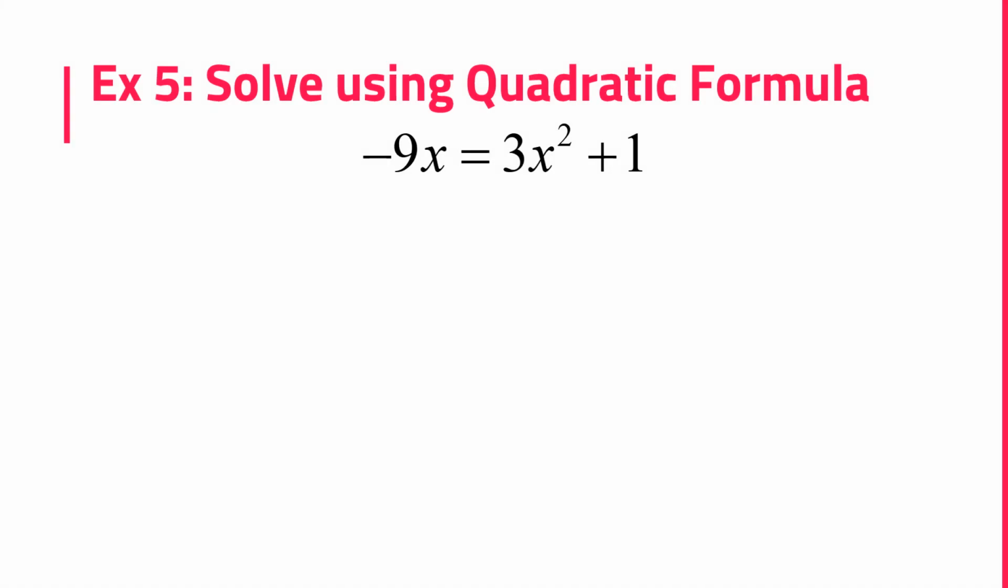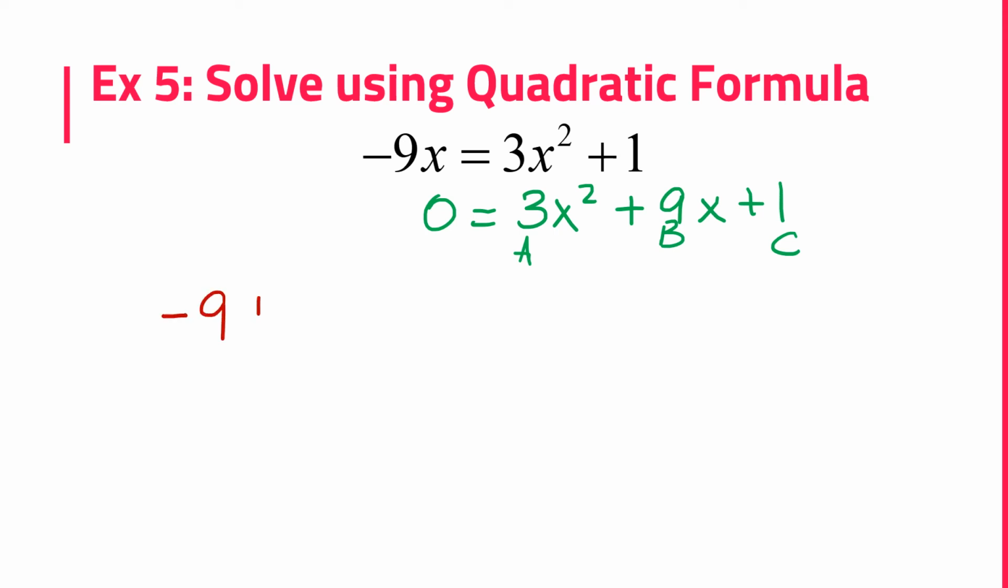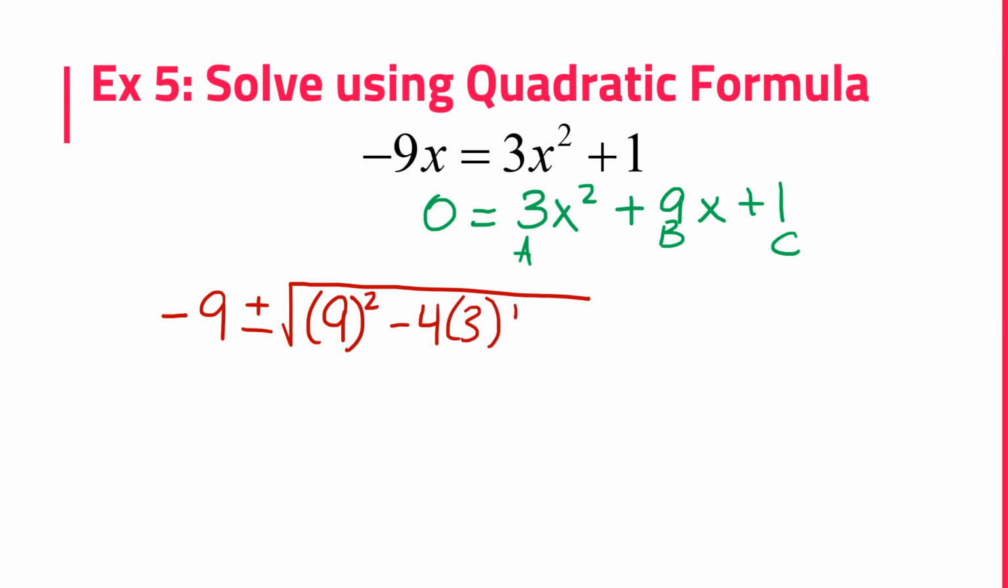All right, let's try another one. I'm going to rearrange first. I'm going to move everything to the right side this time in an effort to keep that leading coefficient positive. My a value is larger this time, so keep an eye out for that. And let's plug in. Opposite b plus or minus the square root of b squared minus 4 times a times c all over 2a. All right, let's simplify that discriminant.